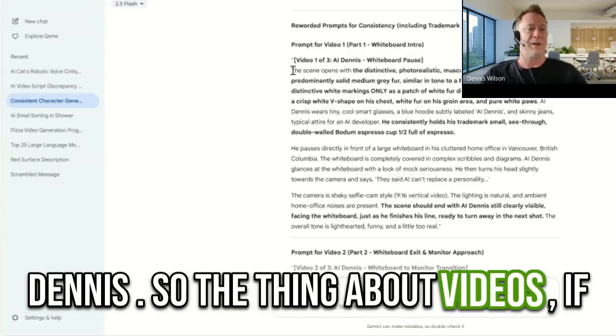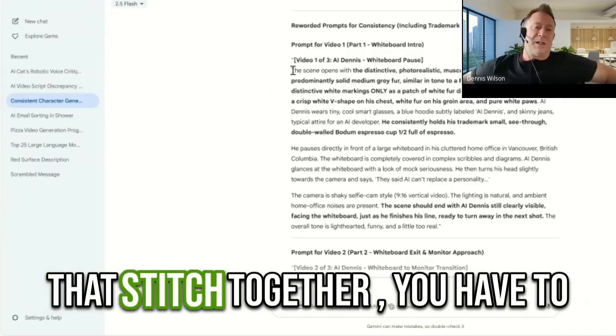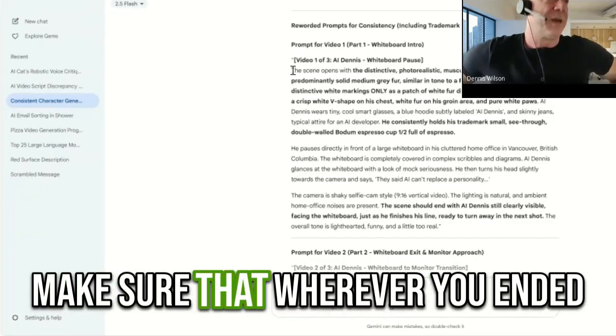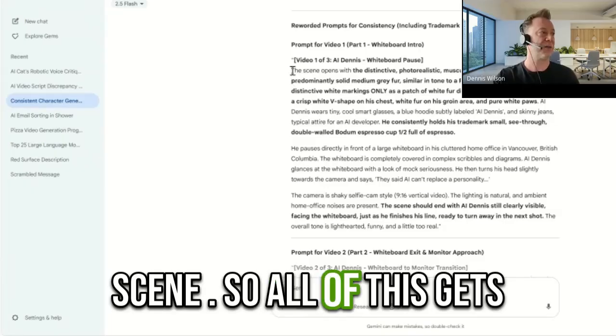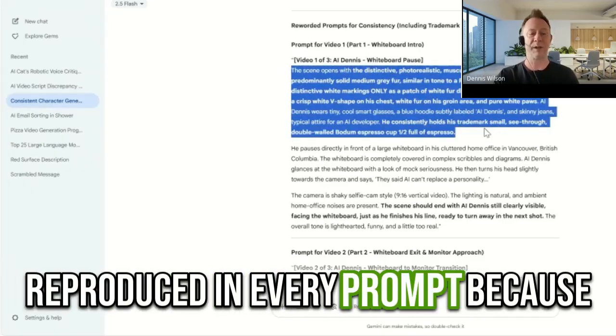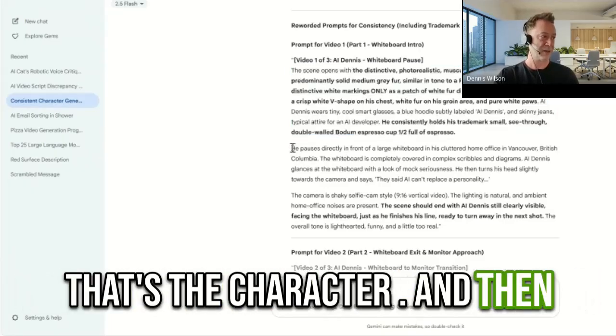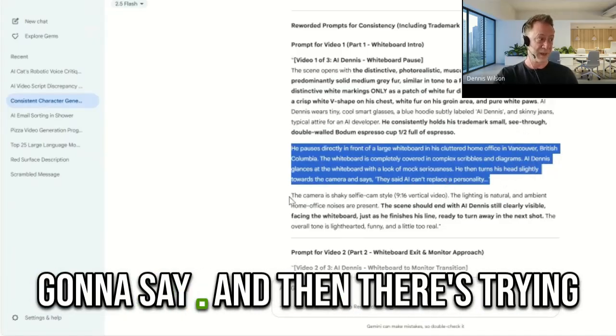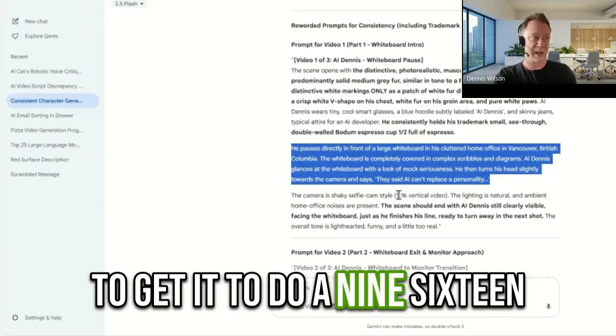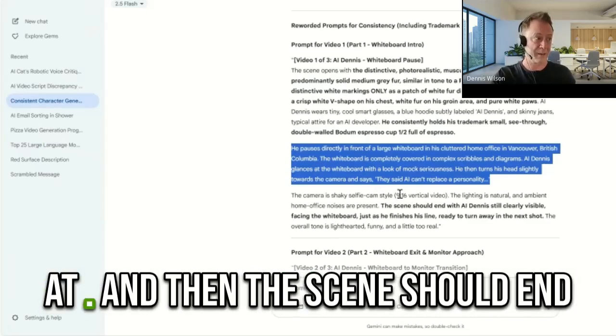So the thing about videos, if you're trying to make two videos that stitch together, you have to make sure that wherever you ended the scene is where you begin the scene. So all of this gets reproduced in every prompt, because that's the character. And then there's the scene and the setting and what's going on and what it's going to say. And then there's trying to get it to do a 9:16 vertical, which it's really terrible at.